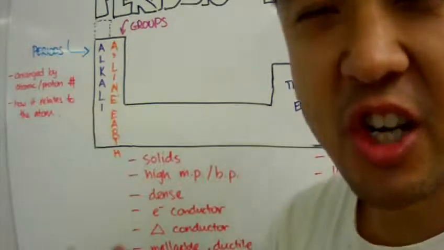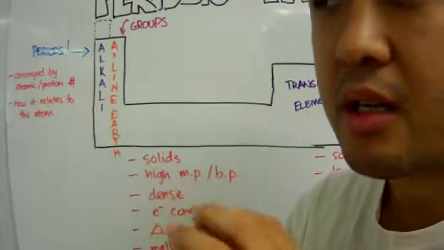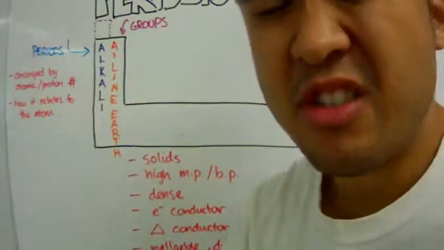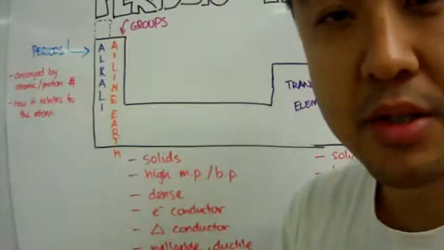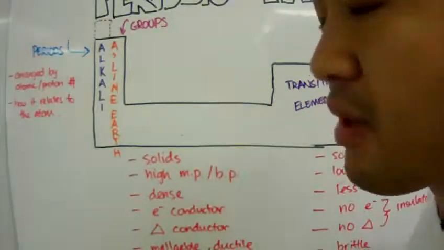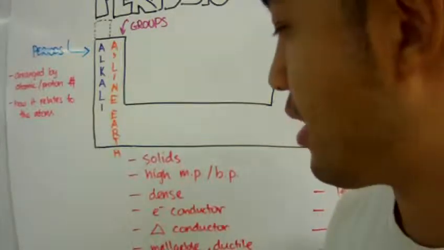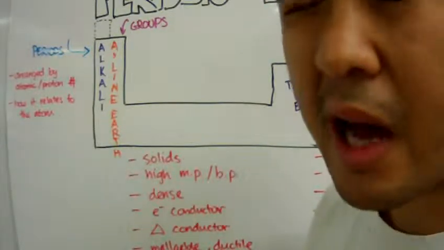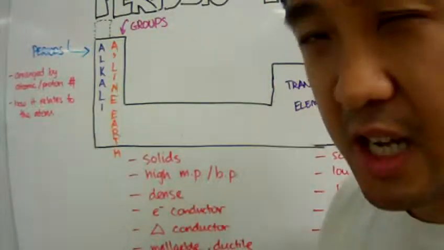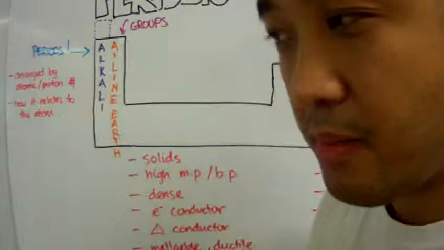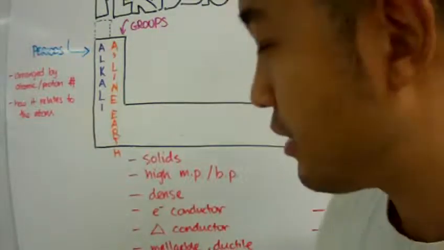Let's talk about the general properties of elements. So what we're going to do is talk about general properties of metals and non-metals. Now for metals, they are generally solid at room temperature, all right? They usually have high melting points or boiling points. They're dense, right? So when you put them in water or most other medium, they will sink.